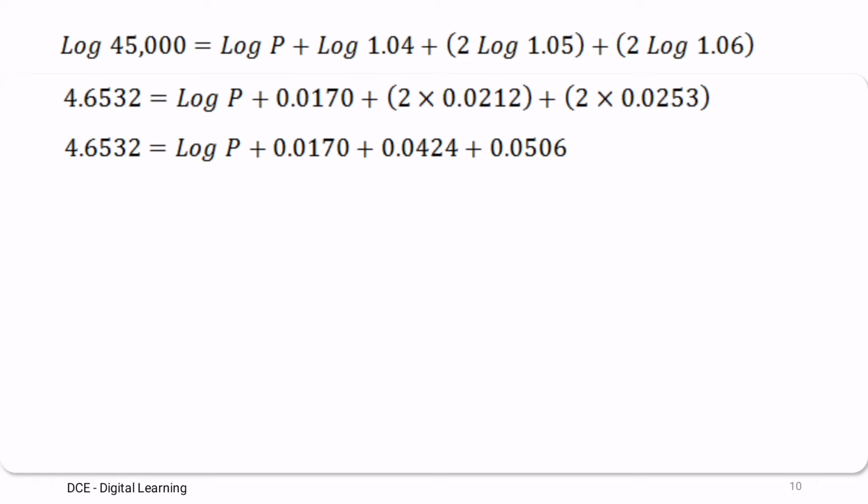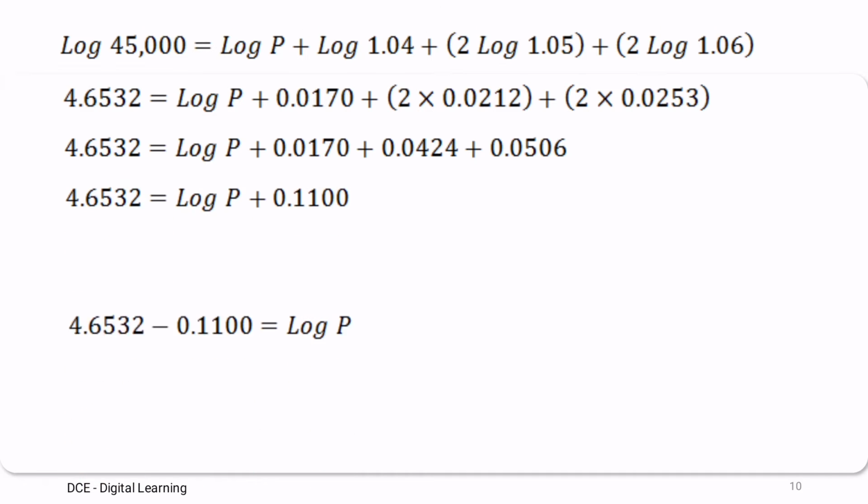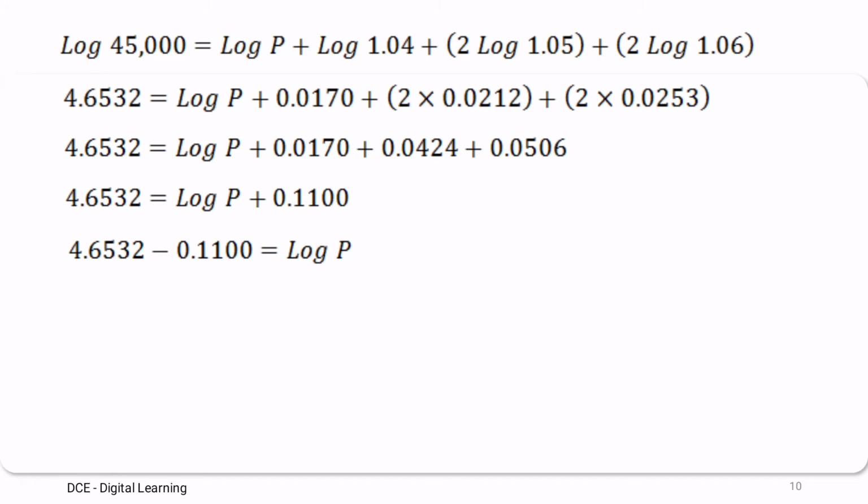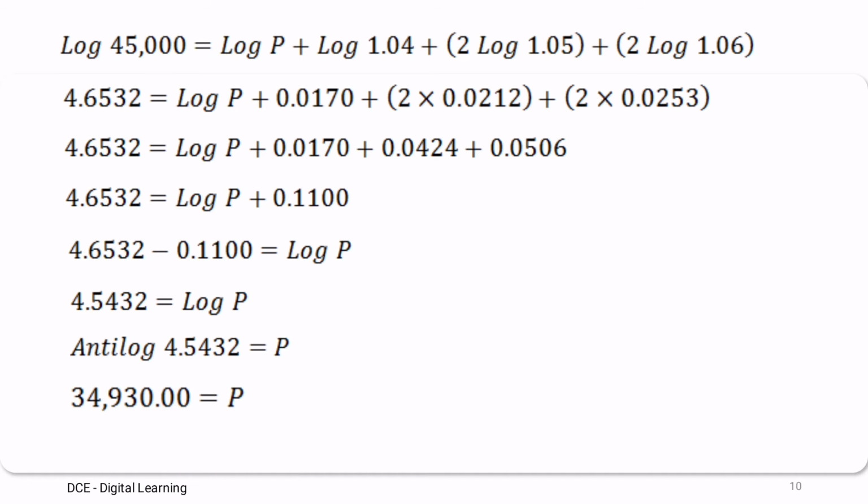So now from the right hand side to the left hand side, the positive 0.1100 becomes negative 0.1100. So 4.6532 minus 0.1100 equals 4.5432. This is log P. Now in order to find P, we have to reconvert this log value into a real number, or antilog value. So antilog of 4.5432 is equal to P.